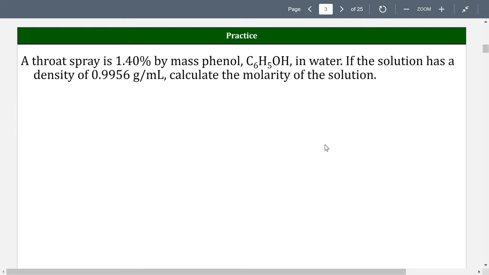If the solution is listed as having a concentration of 1.40% by mass, and the rest of it is water, and it has a certain density, what is the molarity of that solution? Remember, molarity is equal to moles of that compound divided by the volume of the solution. So if we can figure out those two numbers for any size solution with these characteristics, we can figure out what the molarity is.